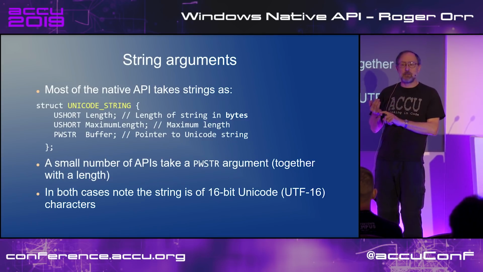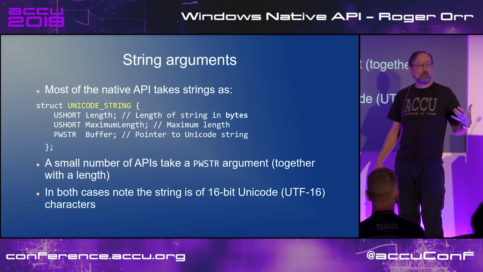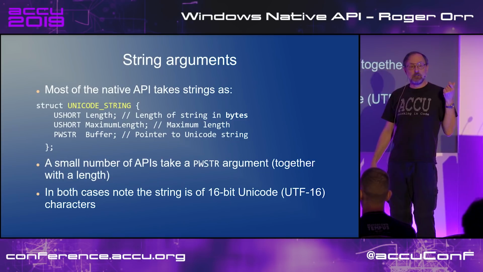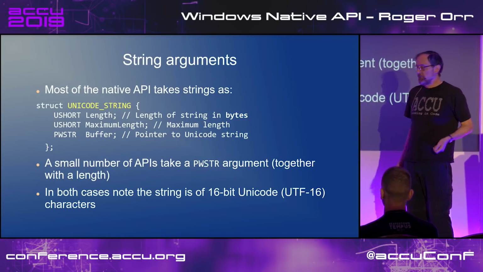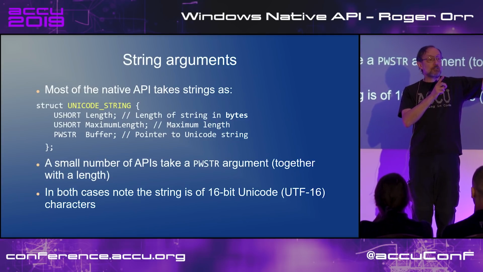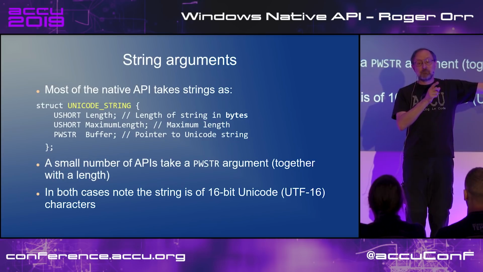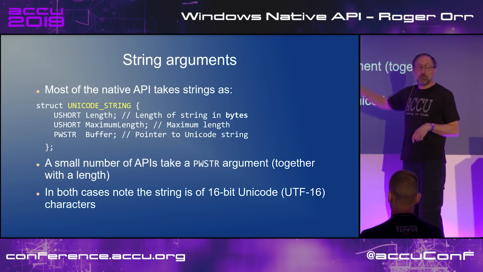Who's used the Atom API? Yeah, where you can register a name with the symbol and get back a number, and then another program can use that number and get back the name. And for reasons I do not understand, that just takes a pointer to a zero-terminated wide string. Everything else, I think without exception, takes this Unicode string.